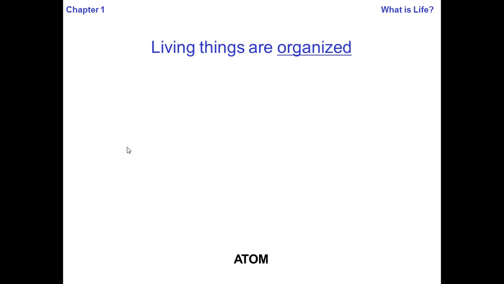If you start at the bottom of the screen, the most basic thing that everything is made of are atoms. This includes non-living things as well as living things. Everything is made of atoms. Those atoms combine to make molecules. So you have a molecule of water, you have a molecule of oxygen. Now once you get into the living things, those molecules combine to form organelles. Organelles are basically the organs inside the cells, the parts of a cell.